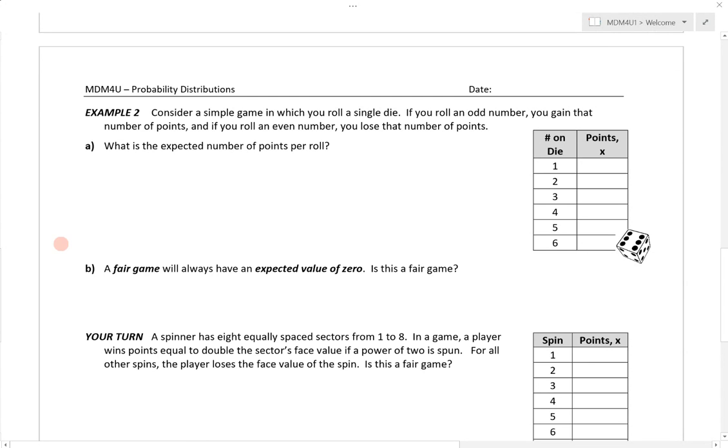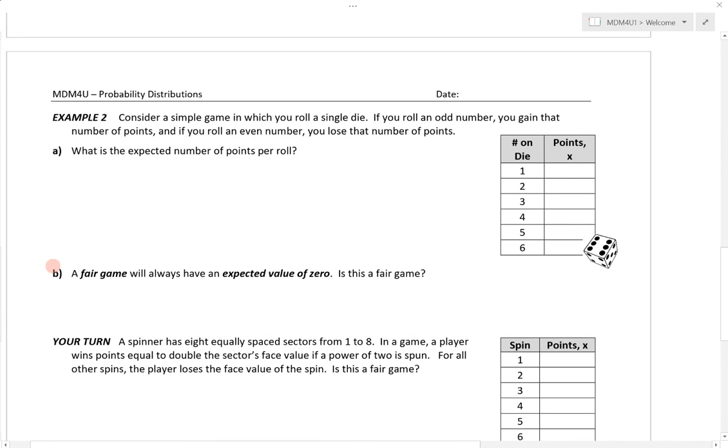Okay, so if I roll a 1, I expect to gain 1 point. If I roll a 2, I expect to lose 2 points because it's an even number. And here 3 is an odd number, so I'm going to gain 3 points, and then minus 4 points, plus 5 points, and minus 6 points. Okay, so if it's even, you lose. If it's odd, you win. So what's the expected value of the number of points you expect to get per roll?